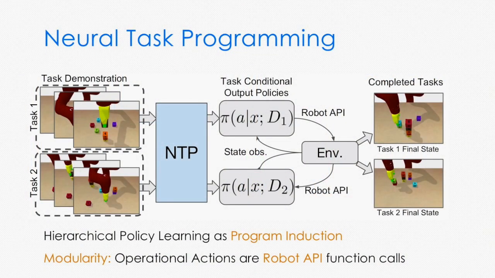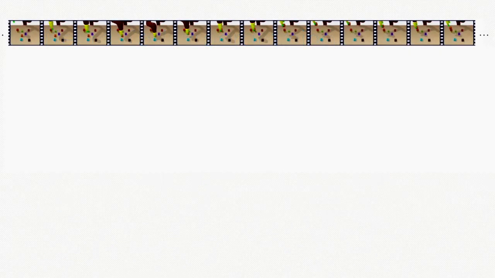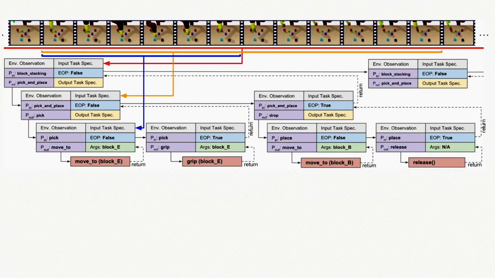When applied to a new task, NTP takes a single demonstration of that task. This demonstration can come from any domain, including simulation, VR, or a real robot. The output is a task condition policy that interacts with the environment to complete the task. This policy comes in the form of a hierarchical neural program, which at the lowest level calls robot APIs to interact with the environment.